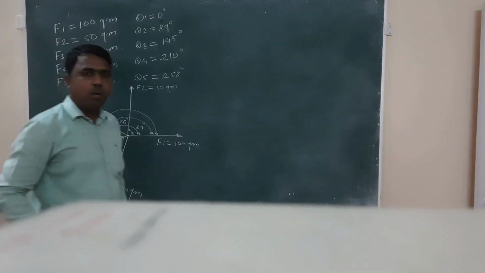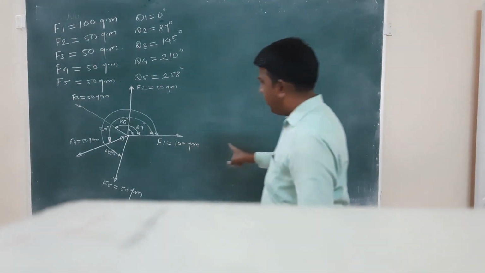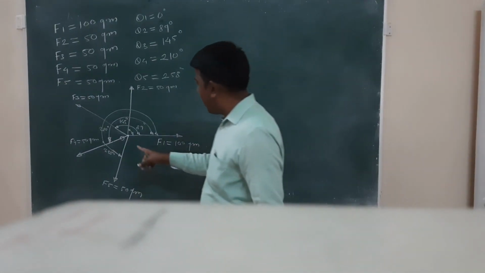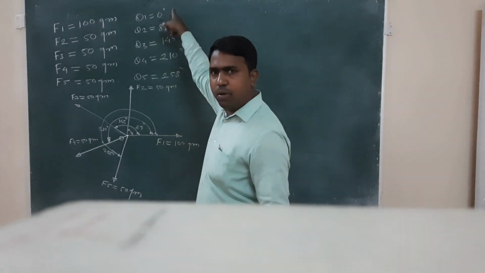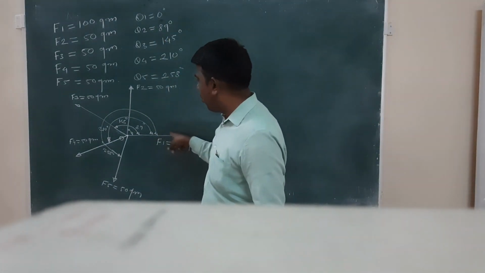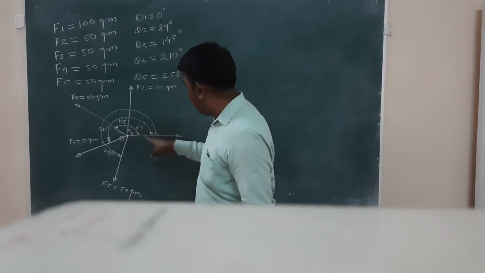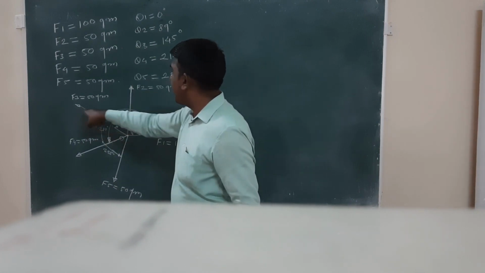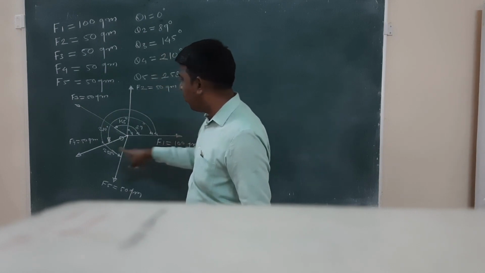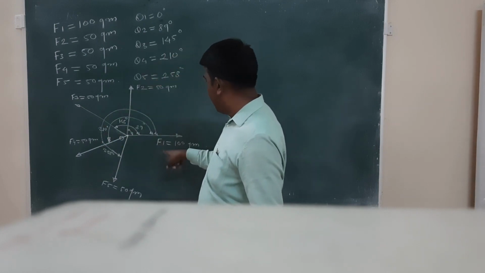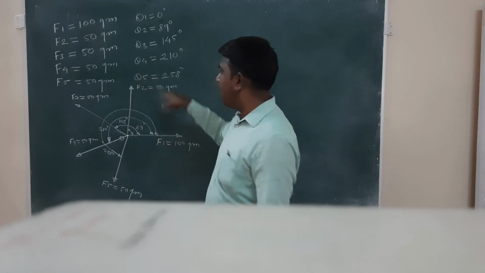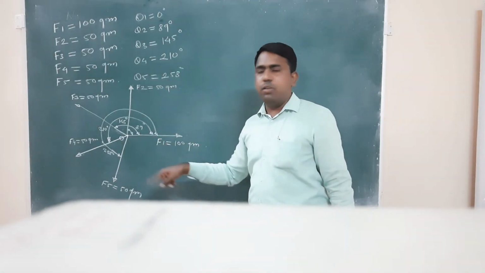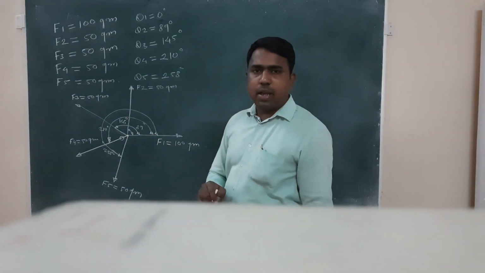So in this way we have to draw the space diagram. While drawing the space diagram, we have to use the values of theta 1 to theta 5 to show the angle between the forces. So this line and this line have the angle 89. Then the F1 to F3 angle is 145, the F1 to F4 angle is 210, and F1 to F5 is 258. According to those angles, we have to draw the space diagram.